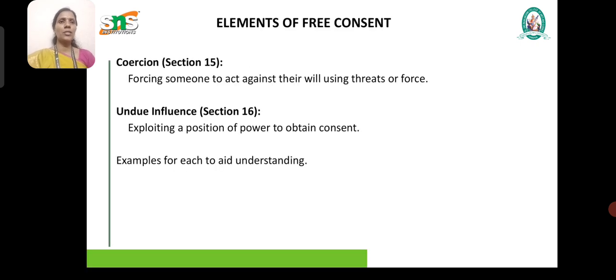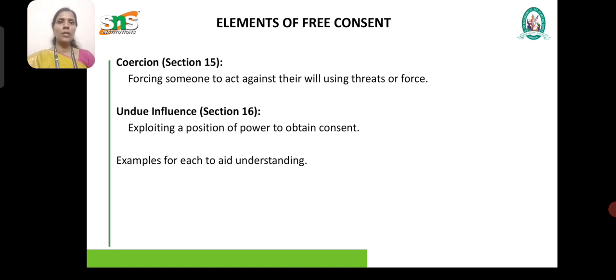Next one is essentials of free consent. What are the essential things to have in free consent? Coercion, section 15. The definition is forcing someone to act against their will using threats or force.